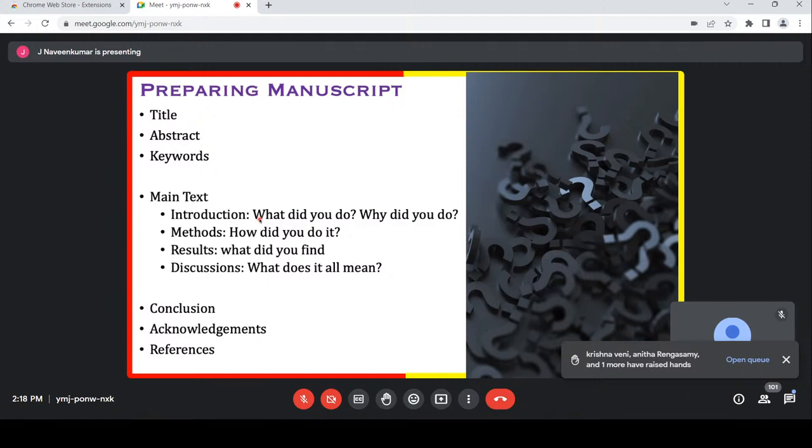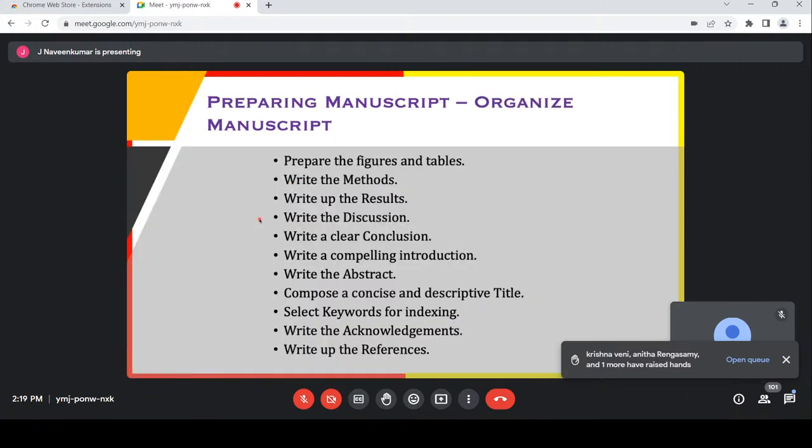And further, if we go, we have the sections, right? So what are all the important parts of a manuscript? So you have figures and tables, you have methods, right? You have to have proper methods, then you have to have the results.